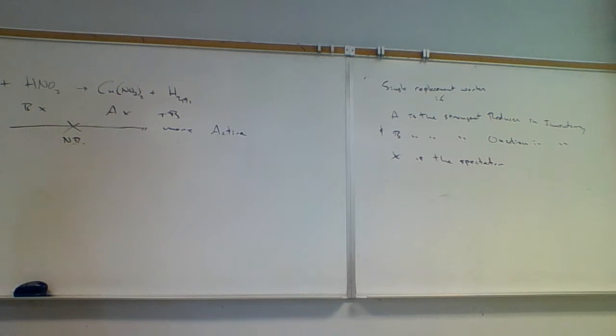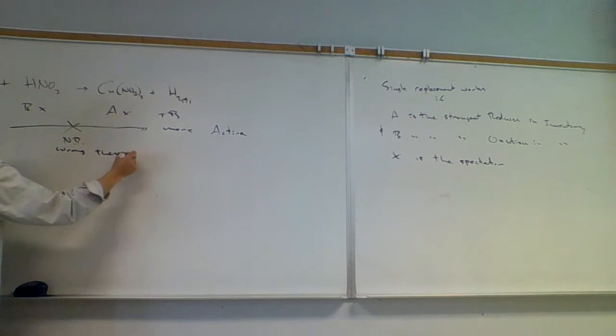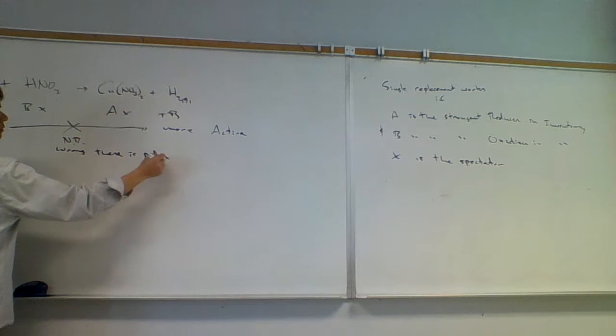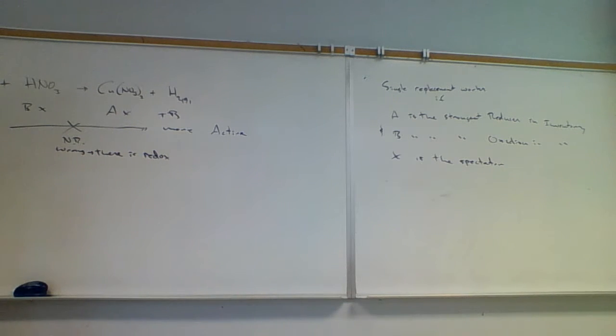But NR is wrong here. NR is wrong here because we're assuming something. Is copper the strongest reducer present? Well, what is our inventory? This is wrong. There is reaction. There is redox. I just wrote NR. If I said NR for single replacement, that'd be correct because single replacement makes a false assumption.